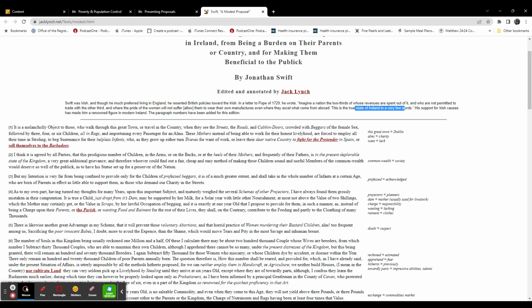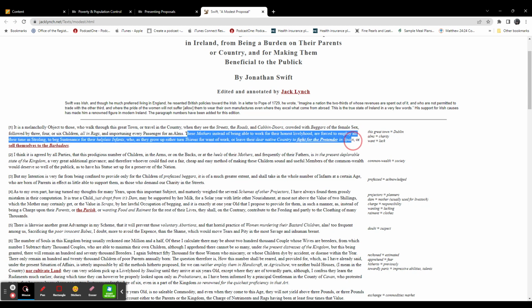So we have one part of the problem. These mothers, instead of being able to work for their honest livelihood, are forced to employ all their time in strolling to beg sustenance for their helpless infants who could grow up, turn thieves, and disloyal.